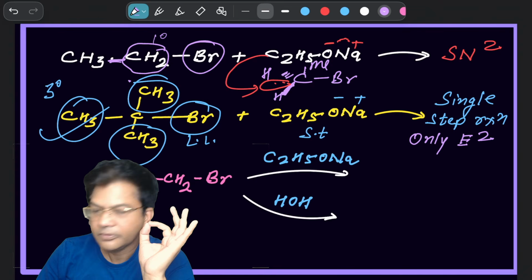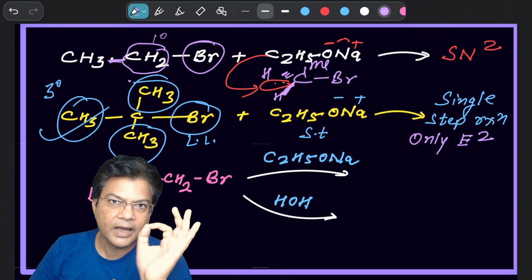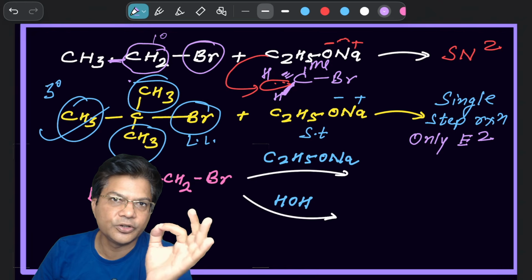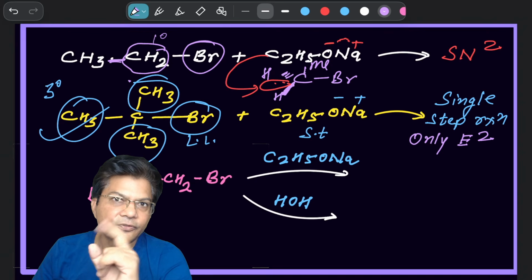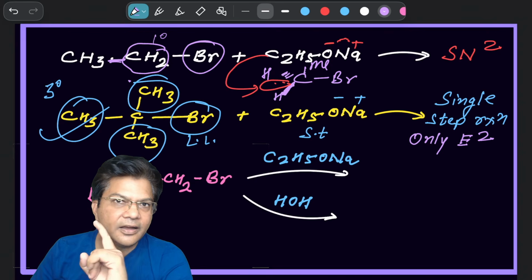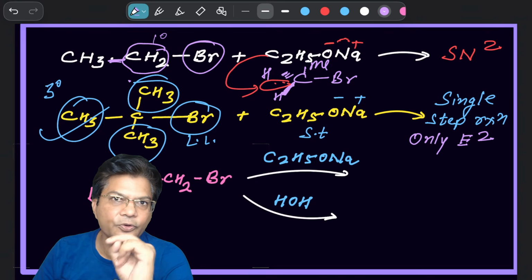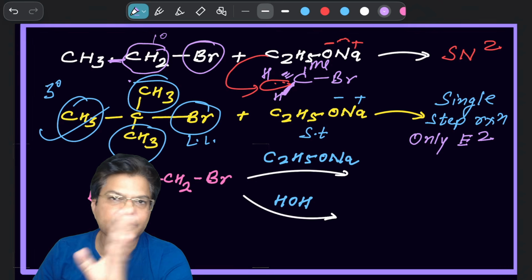E means elimination, SN means substitution. Elimination will form an alkene, and substitution generally will form an ether. And here only alkene will get formed, and that's why Williamson said never take a 3 degree alkyl halide if you want to prepare an ether, because here ether will not get prepared.